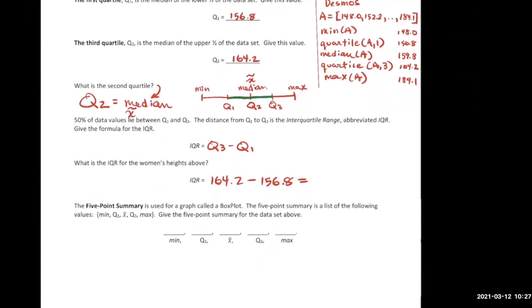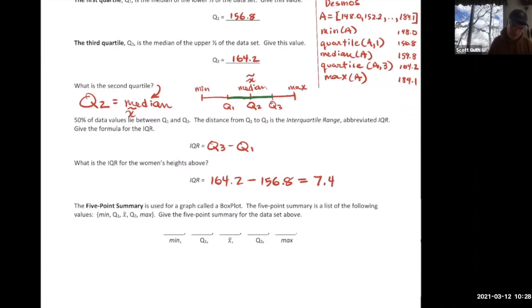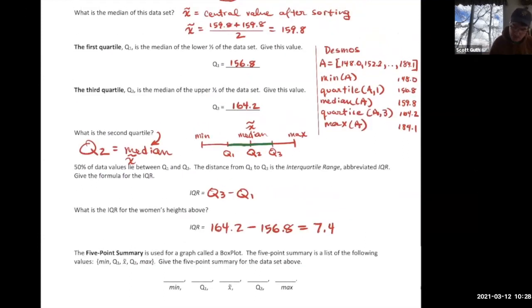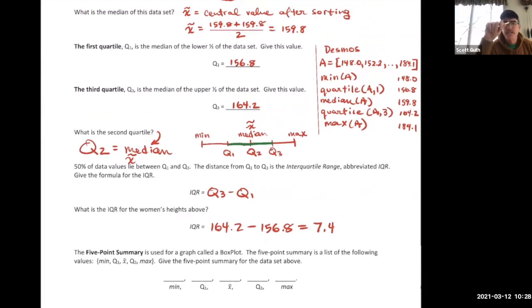$7.4. Yeah, 7.4, correct. Okay, so that's the interquartile range. It's the width of the middle 50%. It's sort of a stand-in for the standard deviation, but it doesn't use the extreme values of the data set. If the standard deviation has a weakness, it's also sort of its strength, but it can be a weakness.